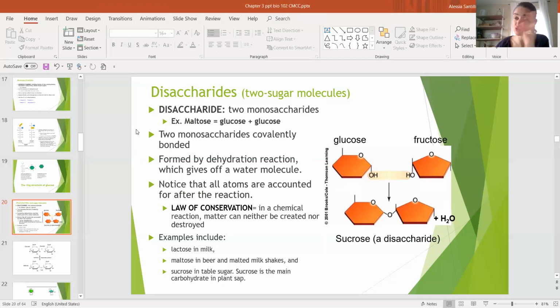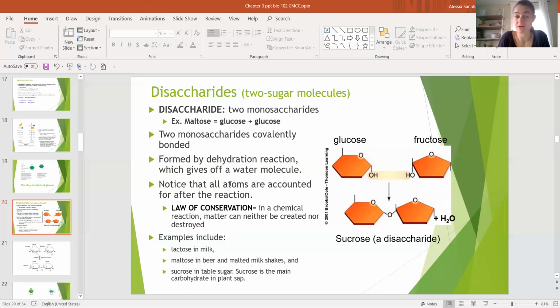And as we remove those three atoms to form that water molecule, the two monomers, or the two monosaccharides in this specific example, come together. When they do, notice again that all atoms in a chemical reaction are always accounted for. So the atoms that we have in the reactants, or the inputs, are always going to be the same. The number of atoms and the type of atoms are always going to be the same in the product.